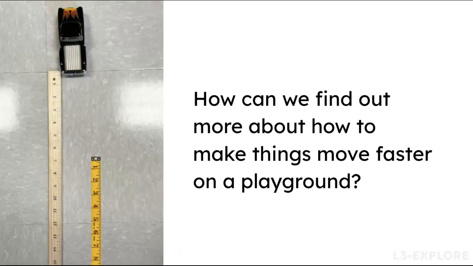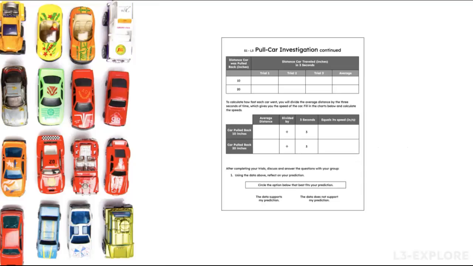For the Explore portion, you'll divide your students into 6 groups and give each group a pullback car, a measuring tape, and a half-meter stick. Each group will need about 8 to 10 feet of space on the floor to test their cars. After demonstrating how the pullback cars work, you'll give groups time to play and explore the cars. Then, have students use the Pull Car Investigation Student Journal page to carry out the investigation.